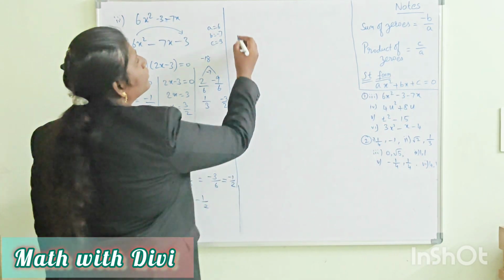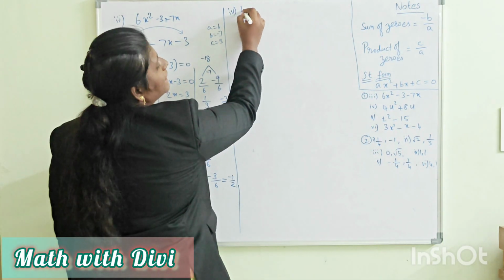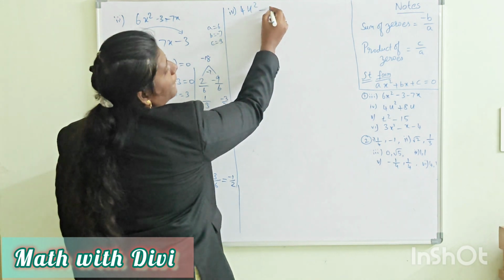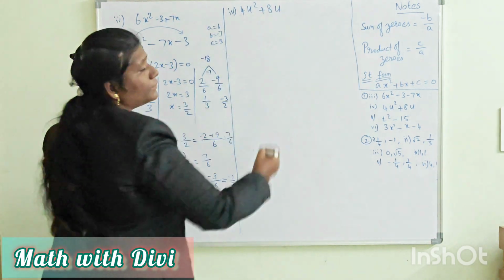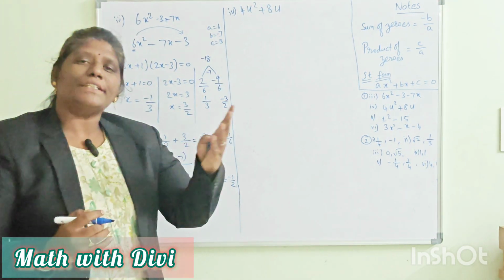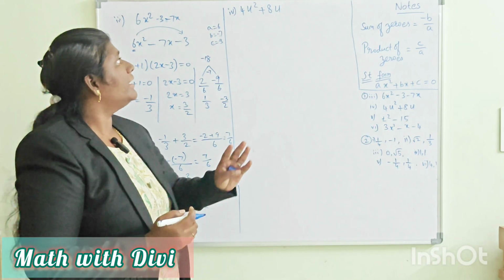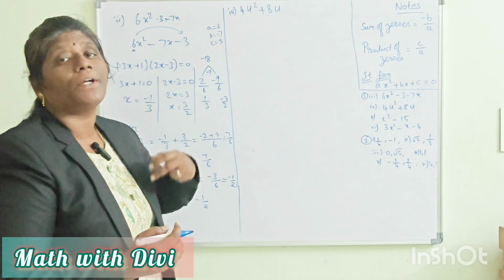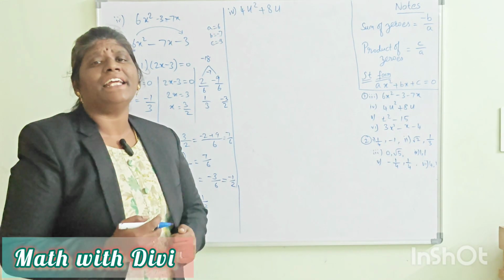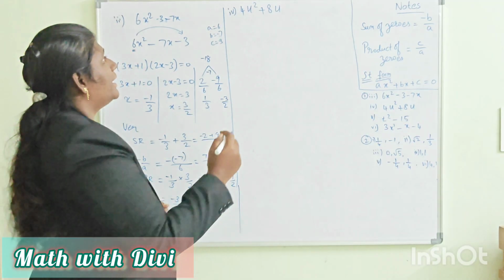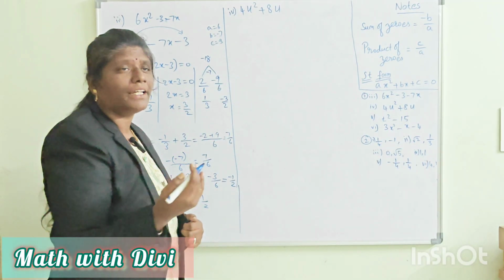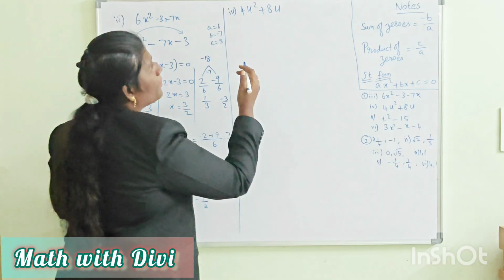Next, let's move to the next sum. 4u square plus 8u. Okay, here there is no constant, right? If there is no constant, first you can verify whether there is any common factor. Okay, if there is a common factor, take it out. Otherwise, definitely x will be the common factor, right?